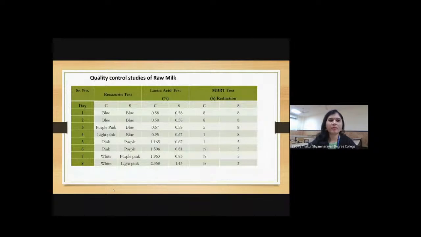Then in the quality control studies of raw milk, according to the refrigerant test, the lactic acid test, as well as the methylene blue reductase test, according to this observation, the milk was stable up to the 4th day, and its quality decreases from the 5th day and up to the 8th day.